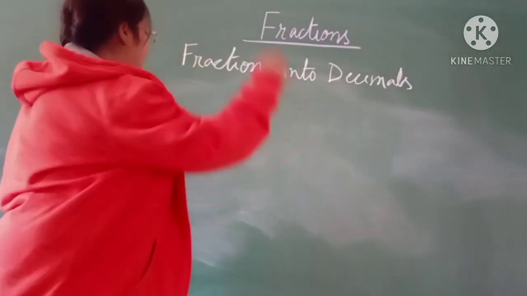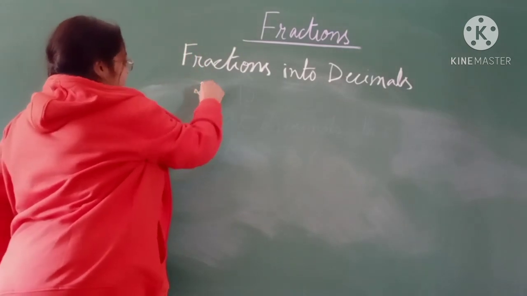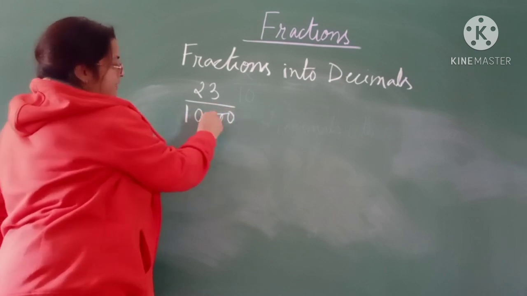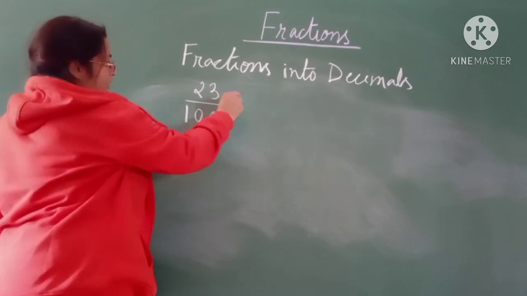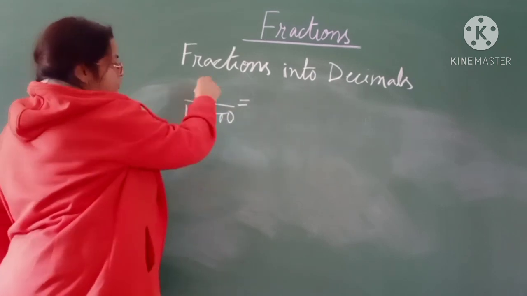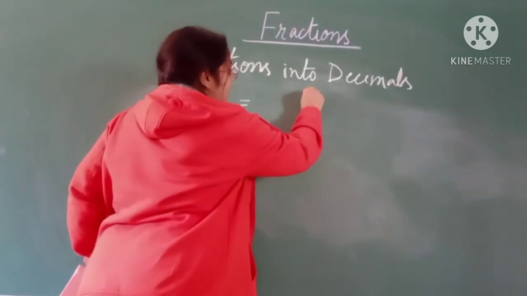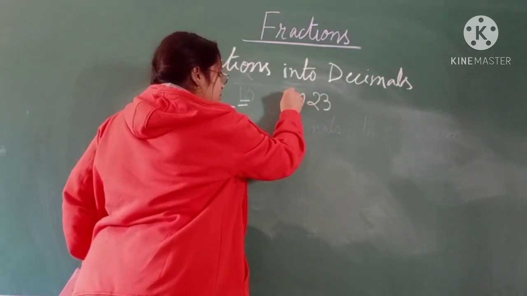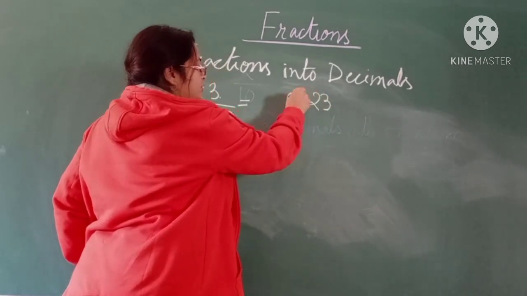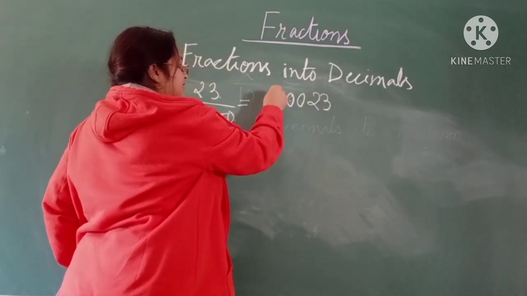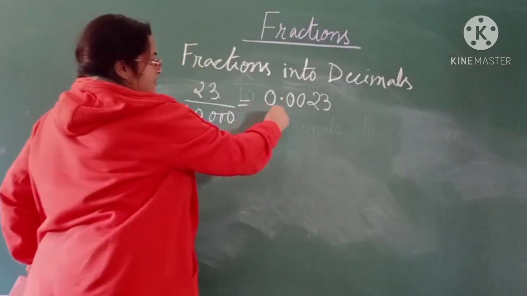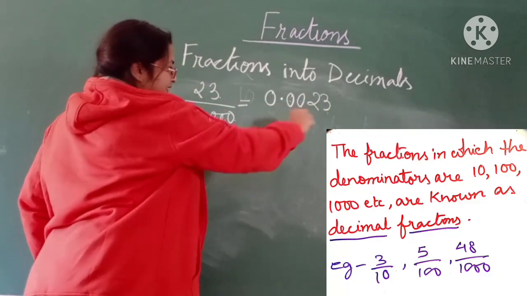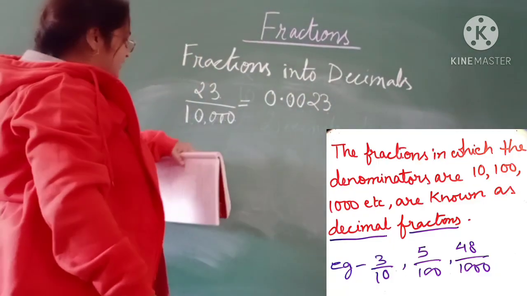Let's take one more example. Say 23 by 10,000. So how many zeros are there? 1, 2, 3, 4. How will we write this decimal? We have only 2 digits in the numerator. What will we do? Write 2, 3. Then this is 1, 2. So we will put 2 more zeros. 1, 2, 3, 4. Now put the decimal and then 0. So what is this number? 0.0023.